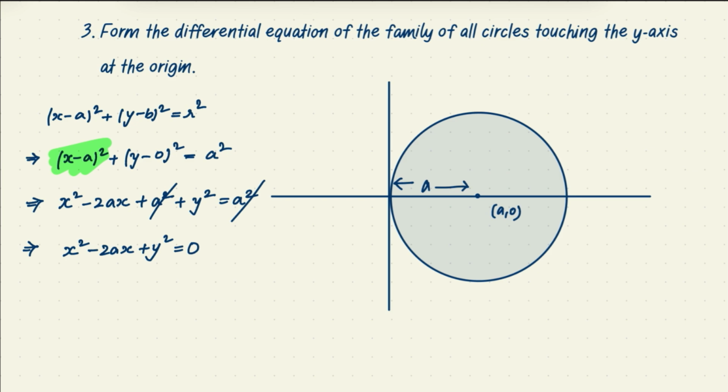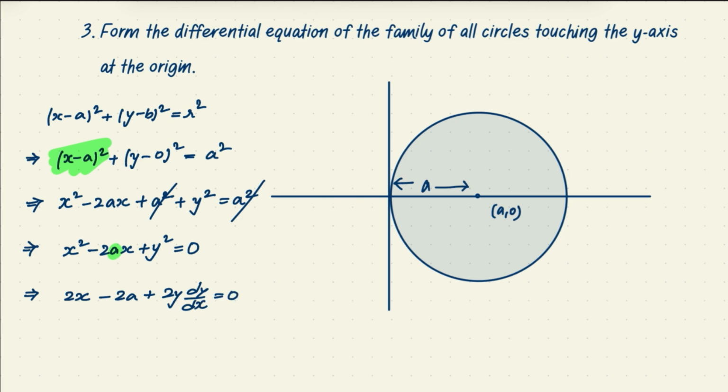And this equation represents the family of all circles, because as you can see here, this a is the parameter which is the radius of the circle. So the size of the circle depends on this radius. And since this equation contains one parameter, that is a, we will differentiate this particular equation one time to obtain the differential equation. So differentiating both sides with respect to x, we will have 2x - 2a + 2y dy/dx = 0.